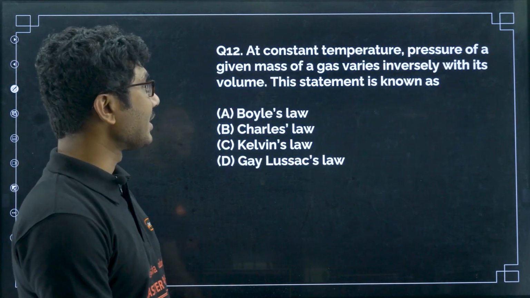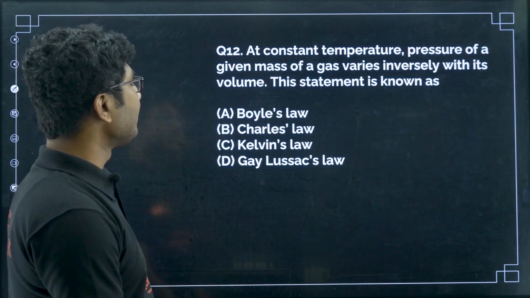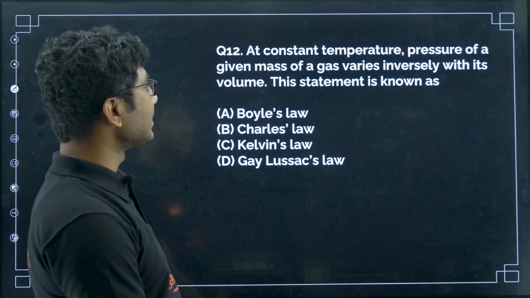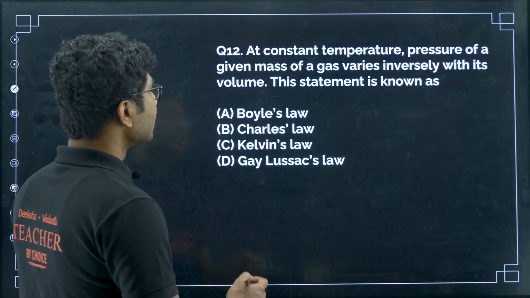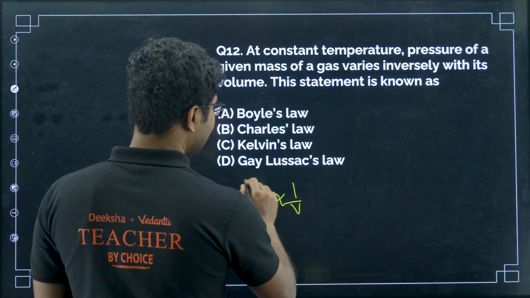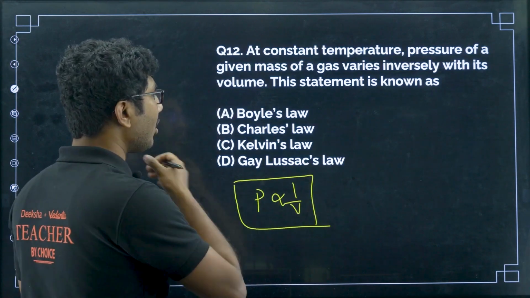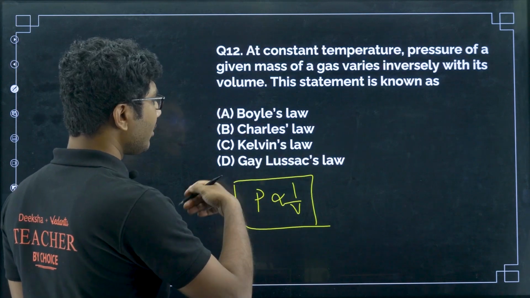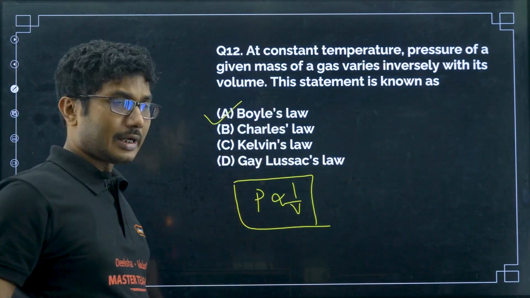At constant temperature, the pressure of a given mass of a gas varies inversely with its volume. So pressure varies inversely with volume. What is the name of the law? Boyle's law, Charles' law, Kelvin's law, Gay-Lussac's law. It is Boyle's law, right.